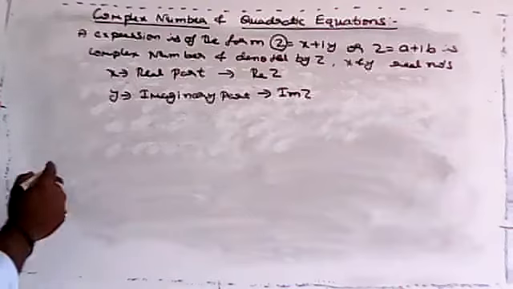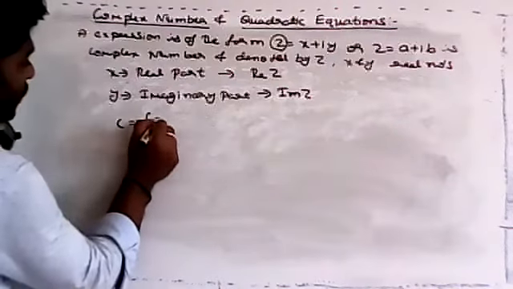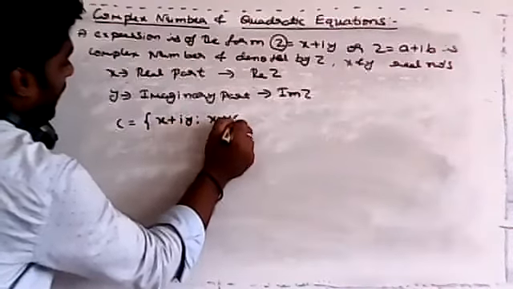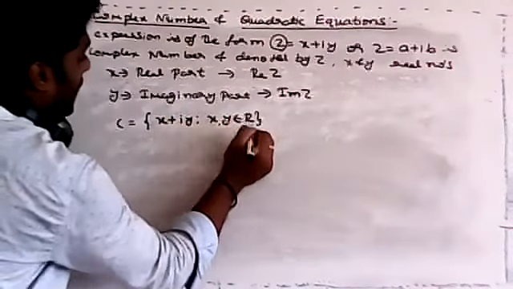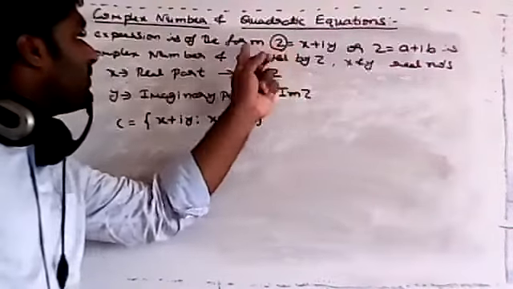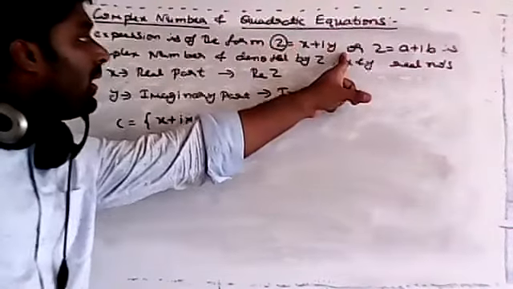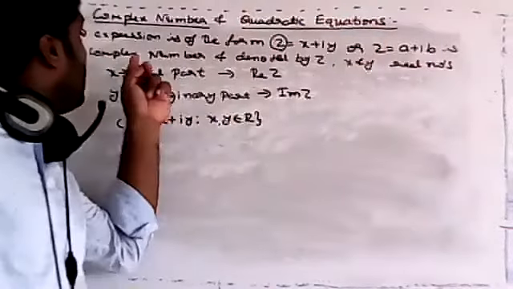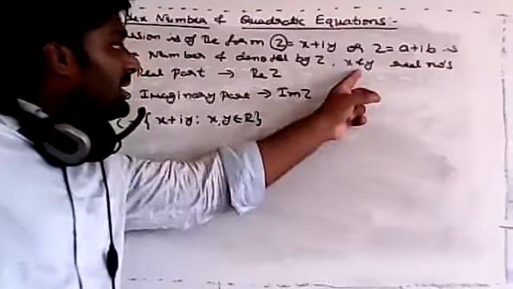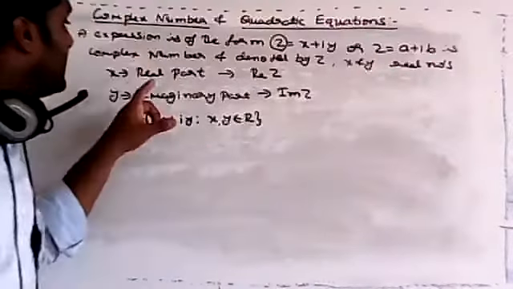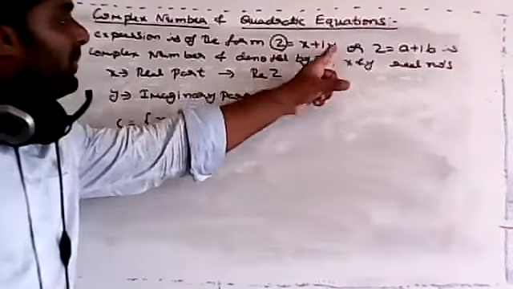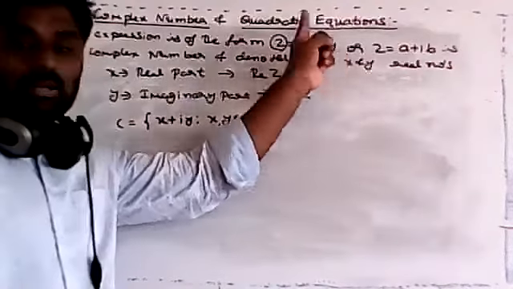In general we can write this as C is equal to x plus iy, and x and y both belong to real numbers. So a complex number is of the form z equal to x plus iy or z equal to a plus ib, and it is denoted by z. Here x and y both are real numbers. x is called the real part and y is called the imaginary part because it contains an imaginary number.